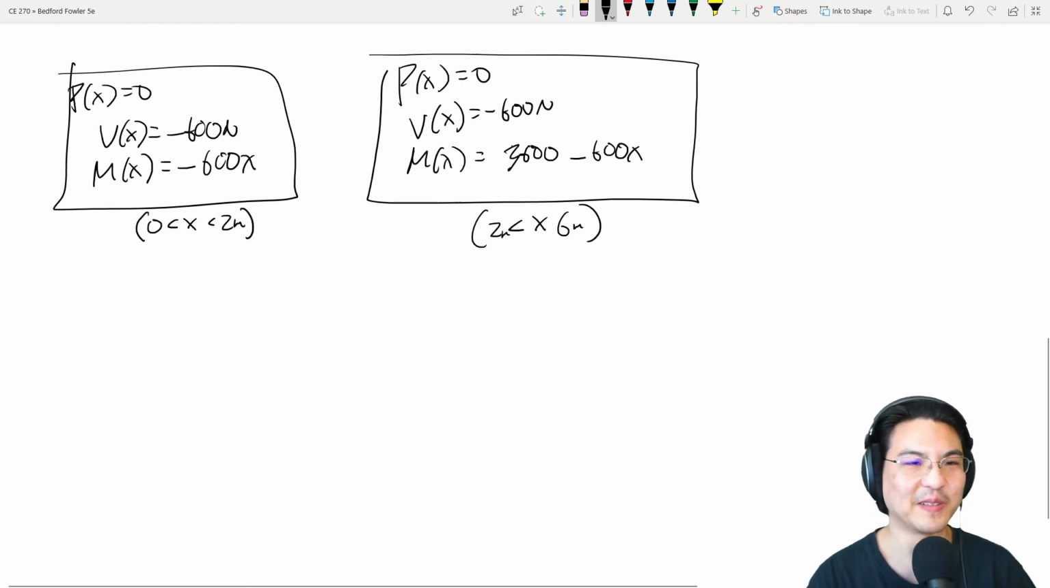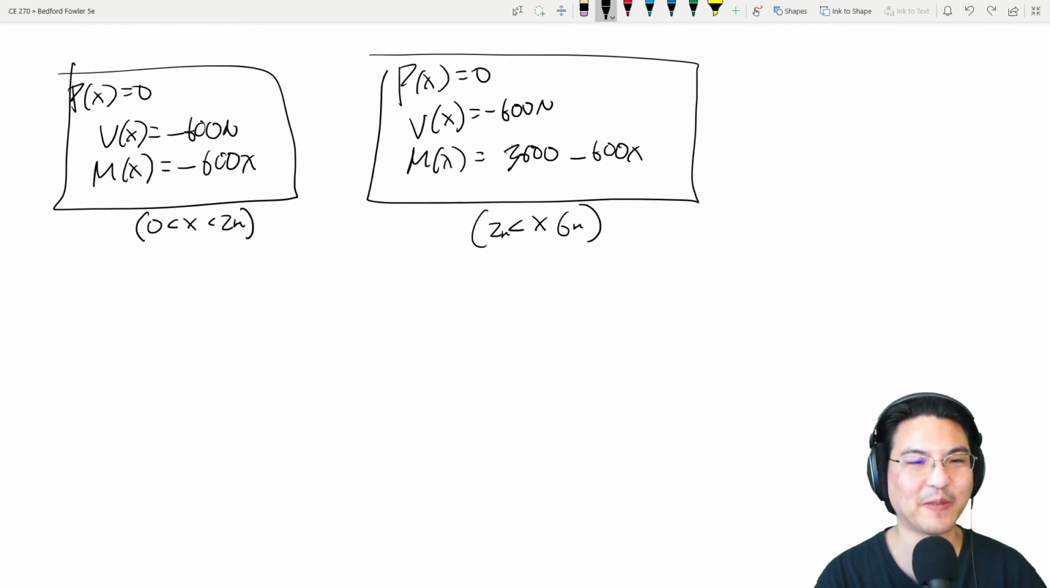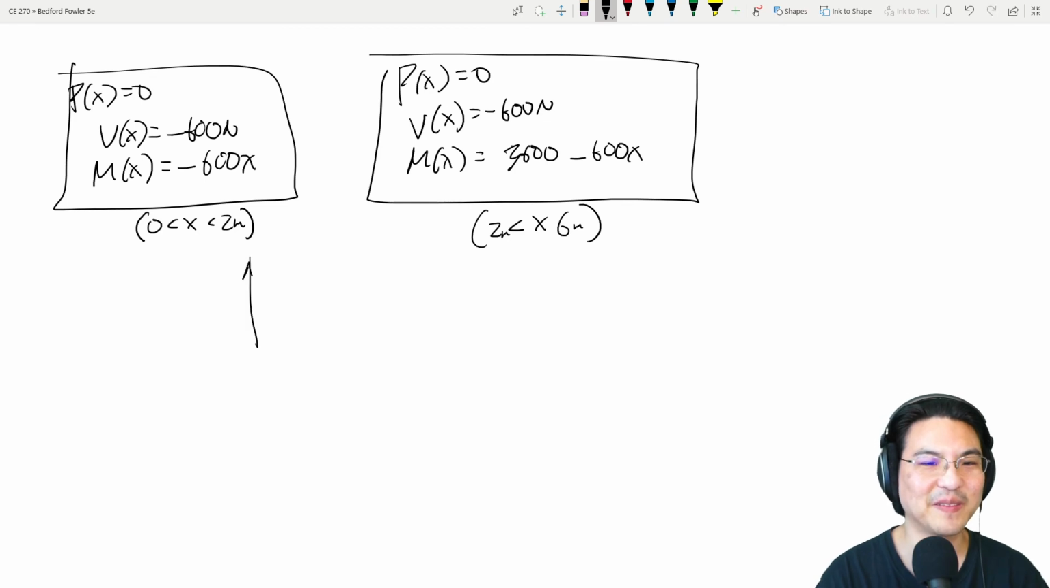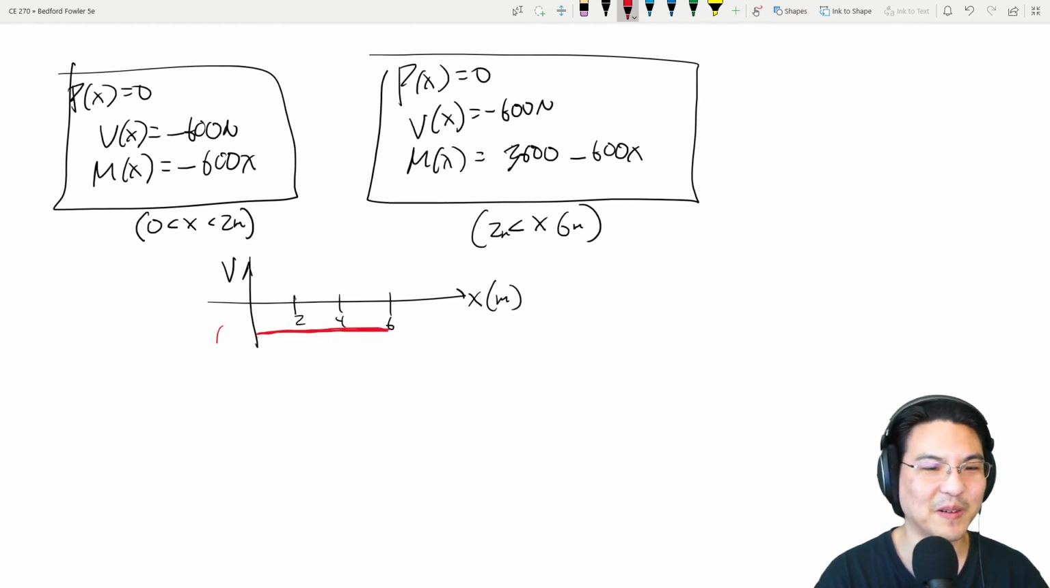All right, so what does this look like? Axial force is 0 everywhere, so maybe I don't need to graph that. The shear force, well, I guess we can graph it, but it's a kind of boring looking graph. The shear force is negative 600. So this is 0, 2, 4, 6 meters. All right, so the shear force looks like negative 600 between 0 and 2, negative 600 between 2 and 6. So it's just negative 600 everywhere.